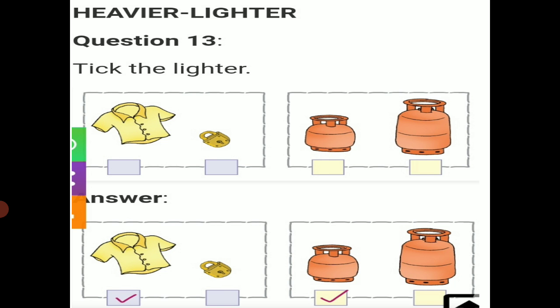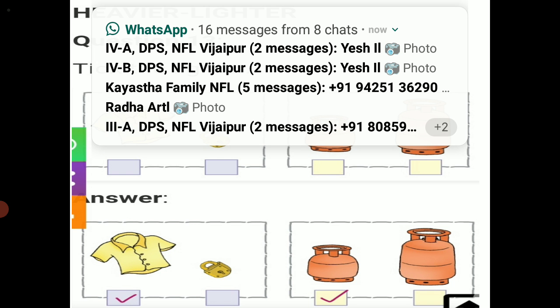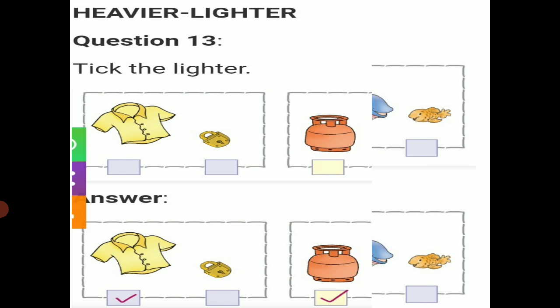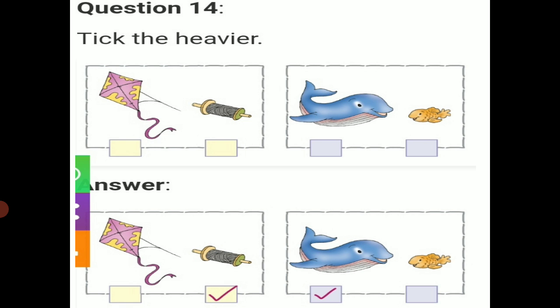Now in the next, two cylinders are shown, you have to tick on the lighter one. The smaller cylinder is lighter one, so tick mark on it. Now tick the heavier. Now kite and thread are shown, out of which is heavier? Thread roll is heavier, so tick mark on thread roll. And this blue and yellow fish, blue fish is bigger in size, so it is heavier, so tick mark on blue fish.